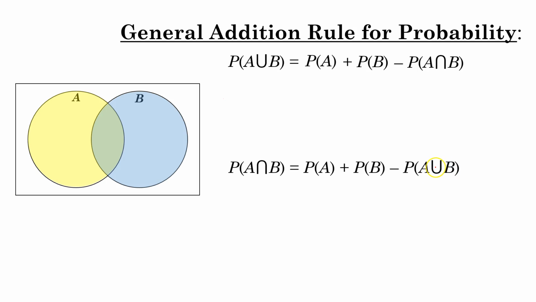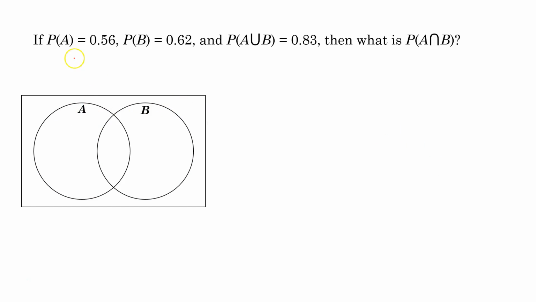So let's look at an example. If the probability of A happening is 0.56 and the probability of B happening is 0.62, and the probability of A union B, meaning A or B happens, is 0.83, then what is the probability of A intersect B? So what's the probability of A and B happening? So we're looking for the intersection here.